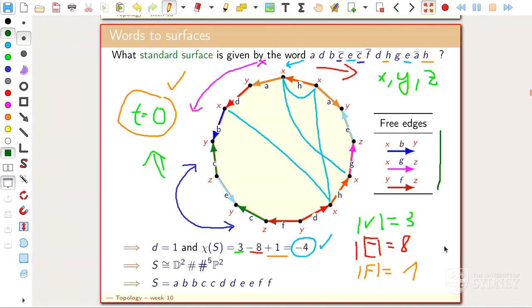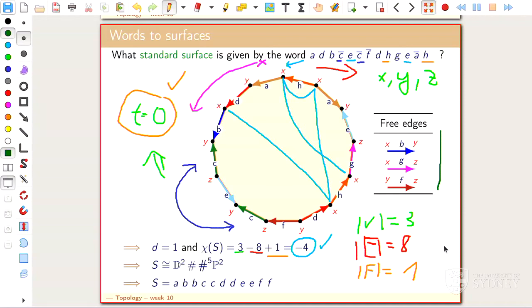If I haven't messed up, it's B, G, and F. Okay. A is paired, you can see it. C is paired, you can see 2 C's. You can see 2 D's. I see 2 E's. And I see 2 H's as well. So B, G, and F are exactly the 3 edges.